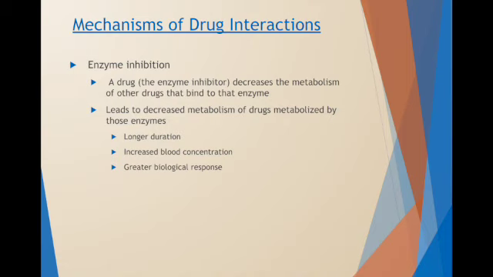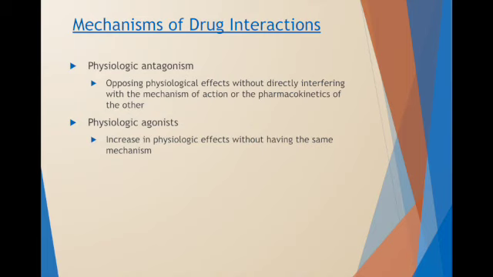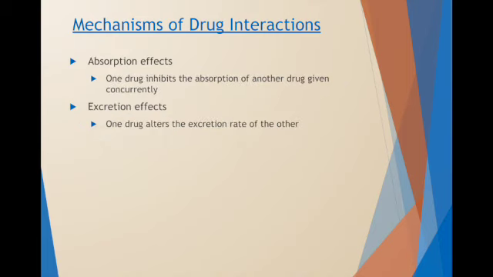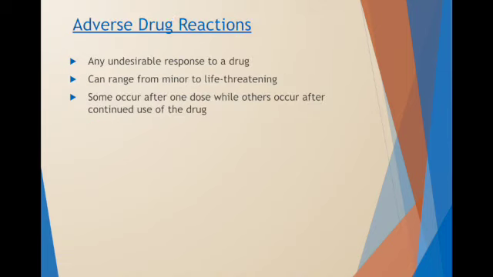The enzyme induction or inhibition is some of what we talked about, causing more or less effectiveness. There can be physiologic agonism or antagonism with how drugs interact. It may change the absorption of another drug, as we discussed with calcium and iron, and it can also affect the excretion. Perhaps it changes the pH of the urine and maybe makes it harder to excrete the other drug.